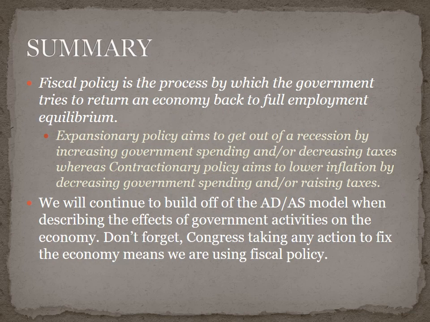All right, great. Okay. So, good job, guys. In short, fiscal policy is the process by which the government tries to return an economy back to full employment equilibrium. Okay. So use expansionary policy to get out of a recession by increasing government spending or decreasing taxes, while contractionary policy aims to lower inflation by decreasing government spending and or raising taxes. Okay. So we're going to do more with this model.